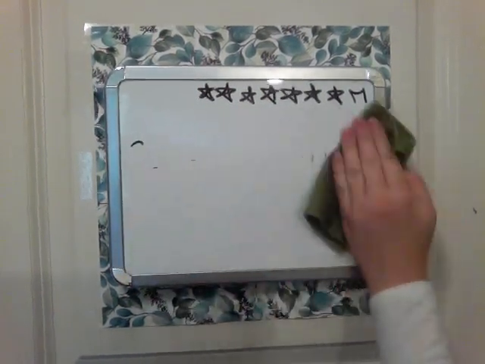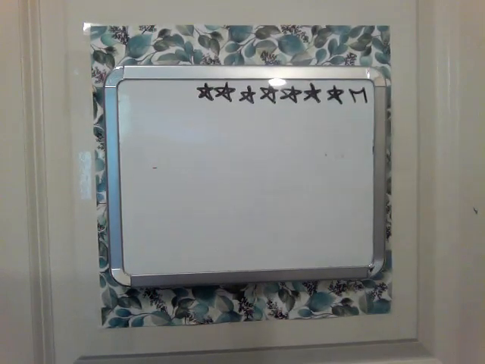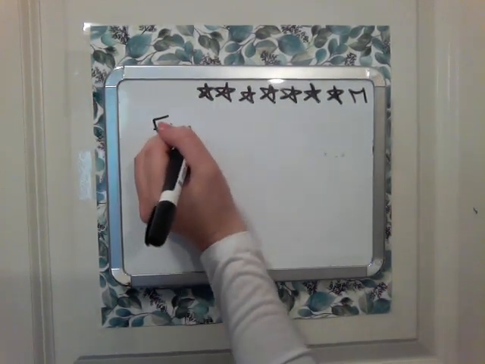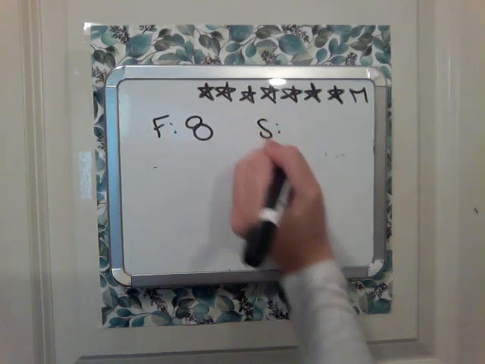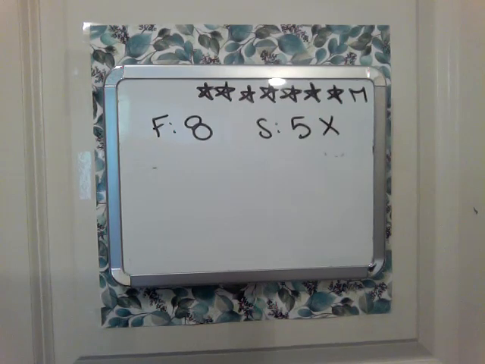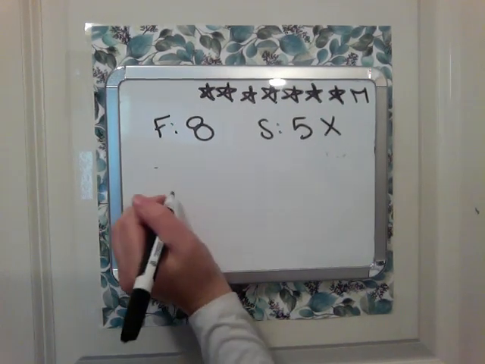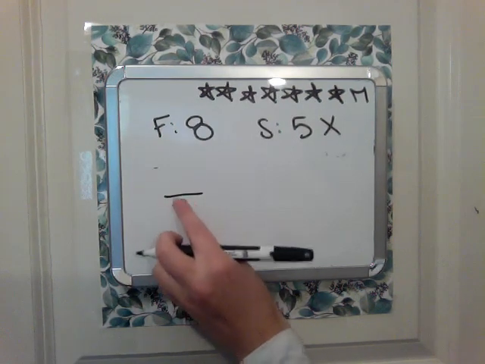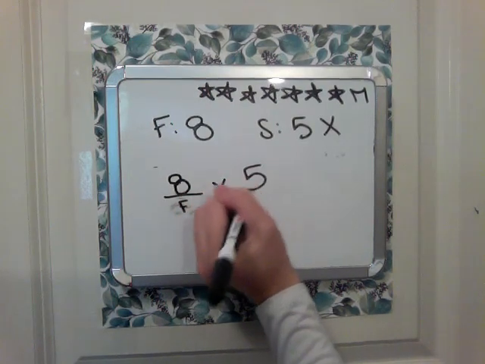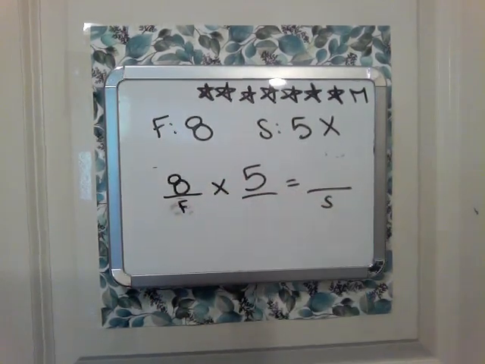And we'll move on to our word problem. I think this is the lawn care company. Oh yeah, it is. Okay, so in the fall they had 8 customers, and in the summer they had 5 times as many customers. How many customers did they have in the summer? So if in the fall they had 8, times 5 more to get to summer.